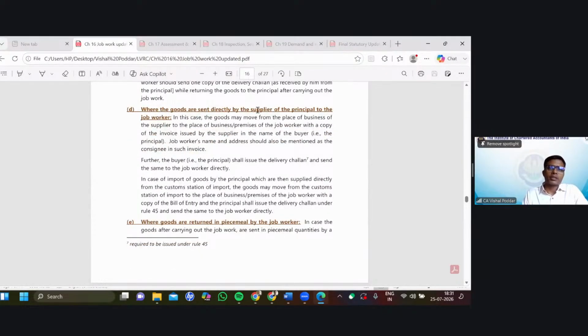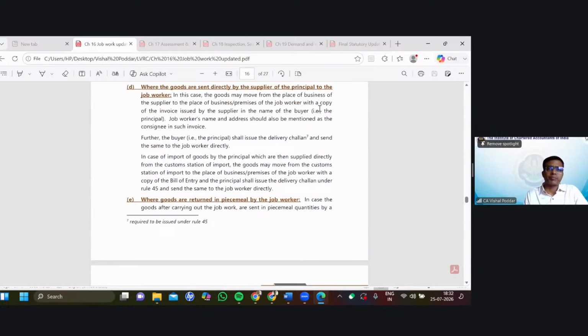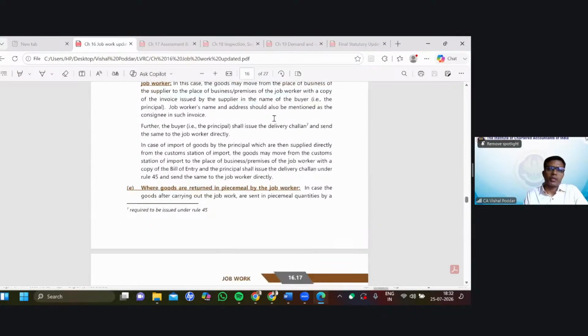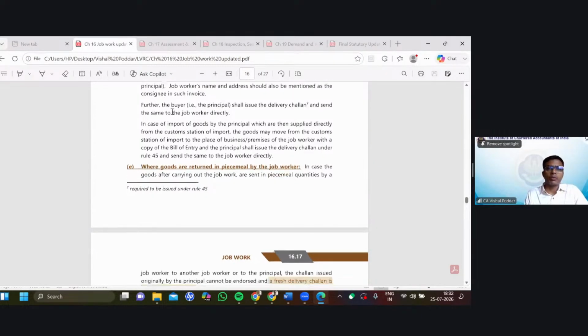Now, where goods are sent directly by supplier to the job worker, so again, principal asking supplier to dispatch directly to job worker, which is allowed. In such cases, the goods will be sent directly from the supplier's premises to job worker's premises with a copy of invoice, which is given to the supplier in the name of the buyer, that is principal. Job worker's name and address is also to be mentioned as the consignee, because anyways it will be a bill to ship to transaction.